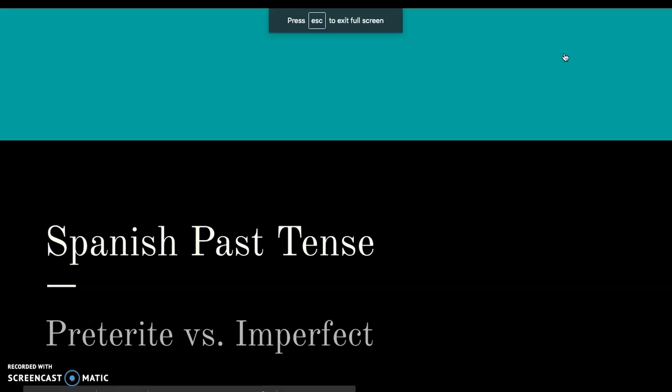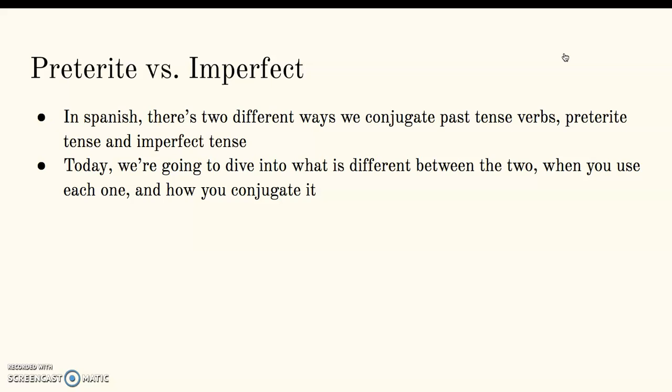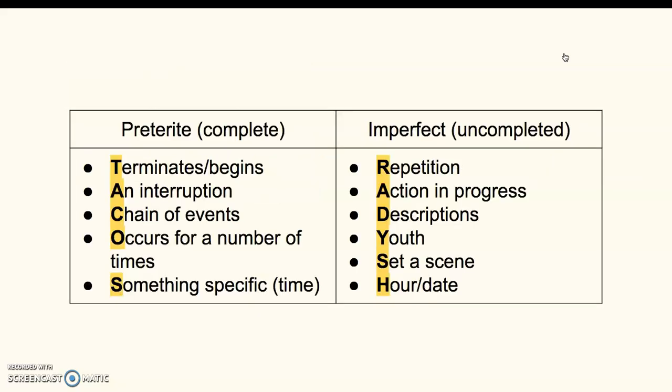Today we're going to talk about Spanish past tense verbs, preterite and imperfect. So, preterite versus imperfect. In Spanish, there are two different ways we conjugate past tense verbs: preterite tense and imperfect tense. Today we're going to dive into what is different between the two, when you use each one, and how you conjugate it. Here you can see a table comparing the usages of preterite and imperfect.